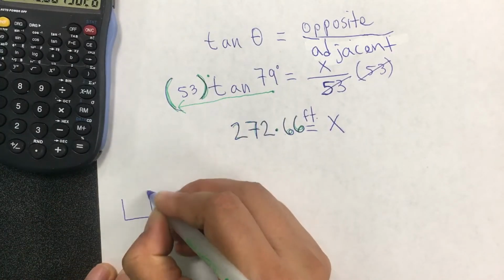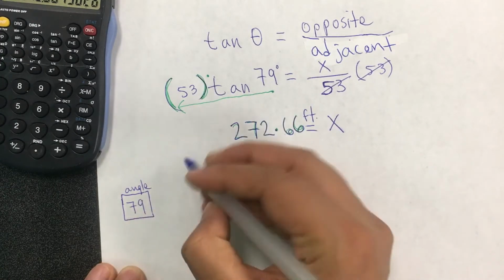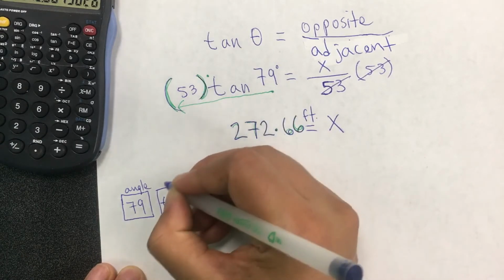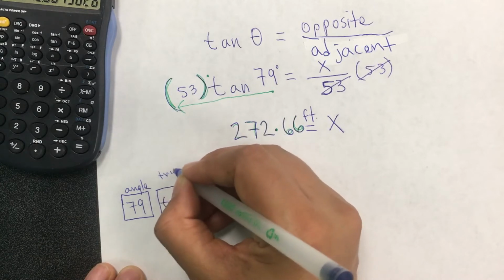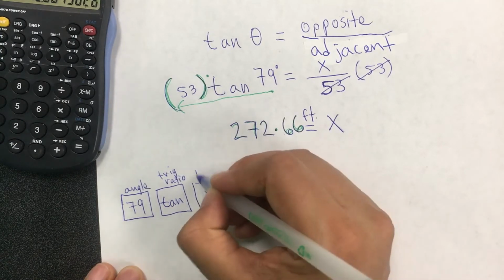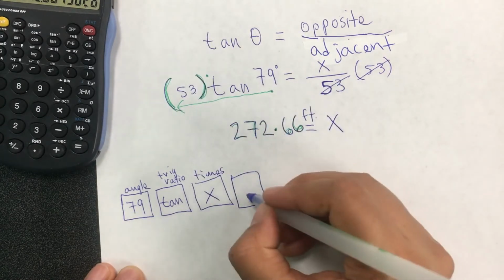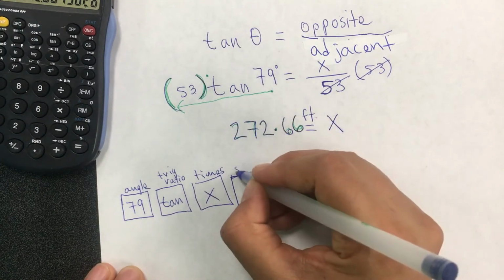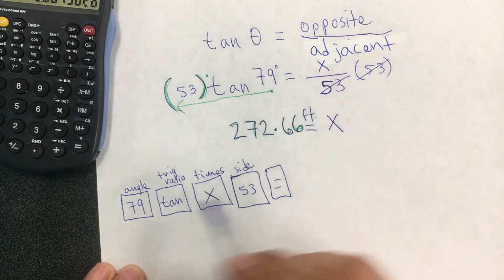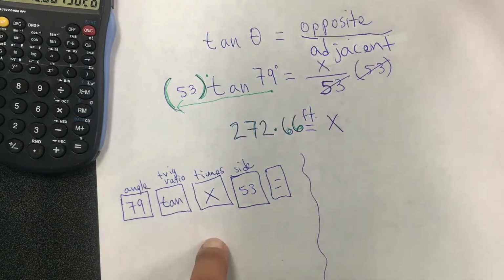The first thing you put is the angle. In this case, we put 79. The second thing we put is the tangent, which is the trig ratio. The third thing is times. Then the one that we cancel, which is the side that we have. And you press equal. Okay, so that's with this calculator. And whatever it gives you in the calculator, that's your result.